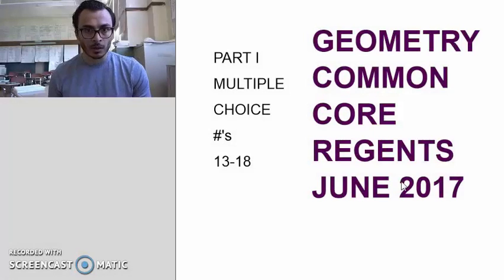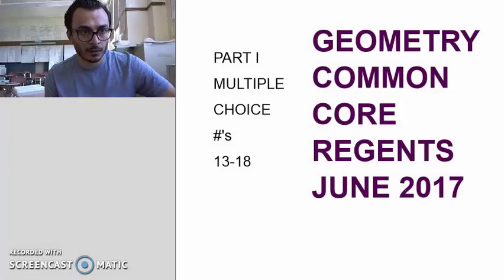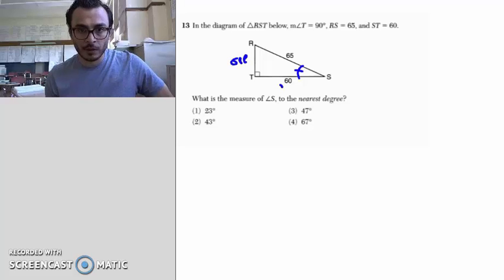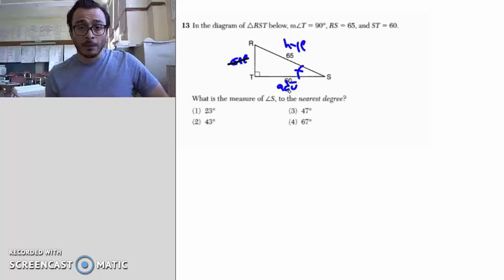All right, numbers 13 to 18. So, 13, what is the measure of angle S to the nearest degree? So we got our reference angle S, this is the opposite, this is the adjacent, and this is the hypotenuse. So I don't need the opposite. I'm given the adjacent and the hypotenuse.